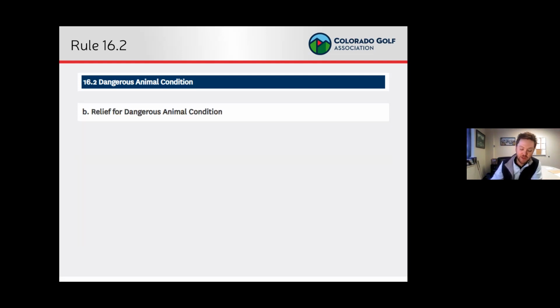So let's look at relief. So now that we have a dangerous animal condition, let's say your ball is near a snake.